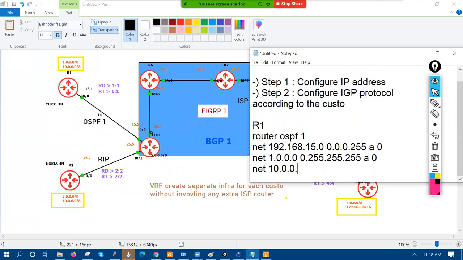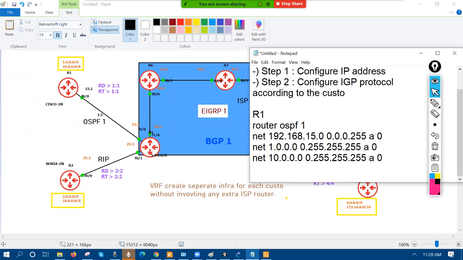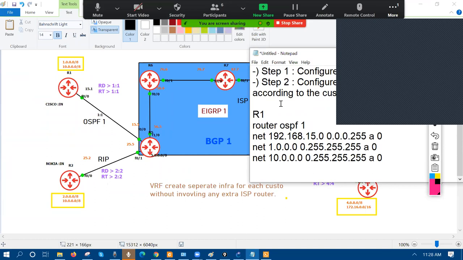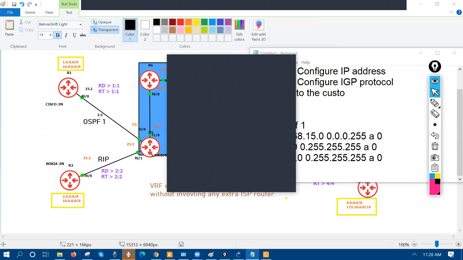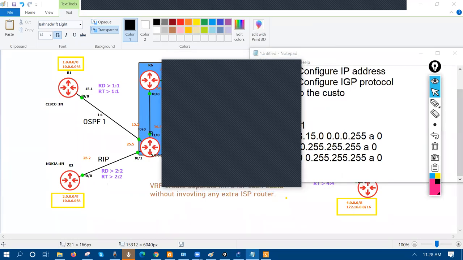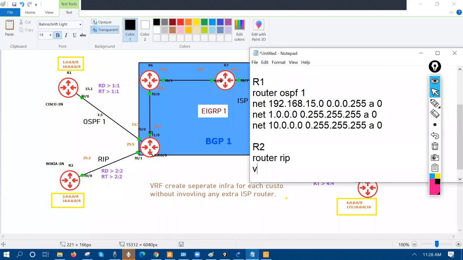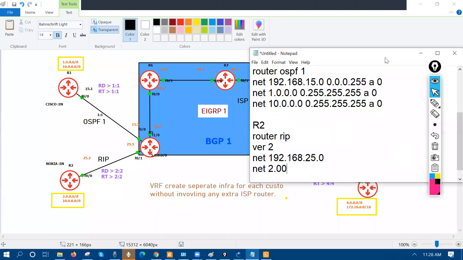It is done on R1. Okay. On R2, done. Any questions? On R2 is done. So I'll do one thing. I'll split this configuration according to the router. So router 1 has this configuration. Copy.